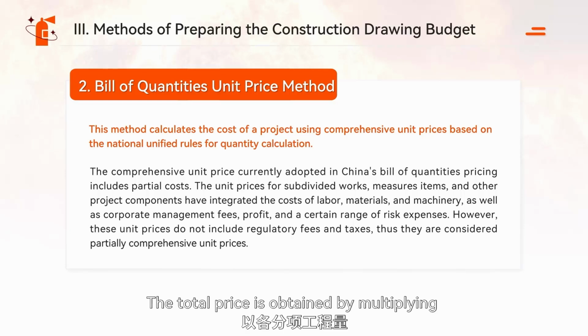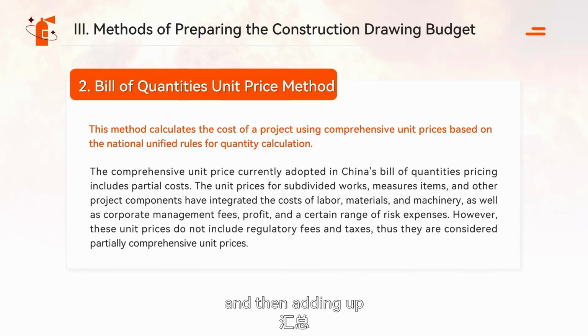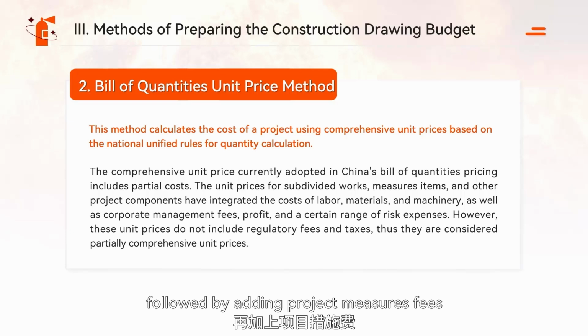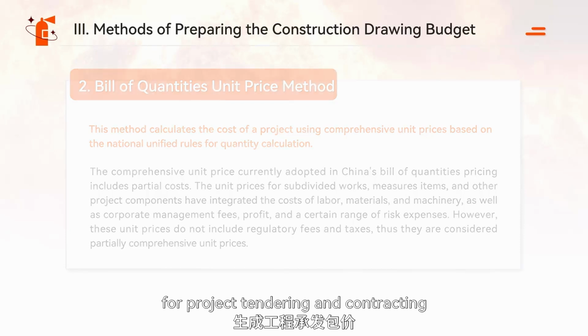The total price is obtained by multiplying the quantity of each subdivided work by the partial cost comprehensive unit price and then adding up, followed by adding project measures fees, other project fees, regulatory fees, and taxes to generate the contract price for project tendering and contracting.